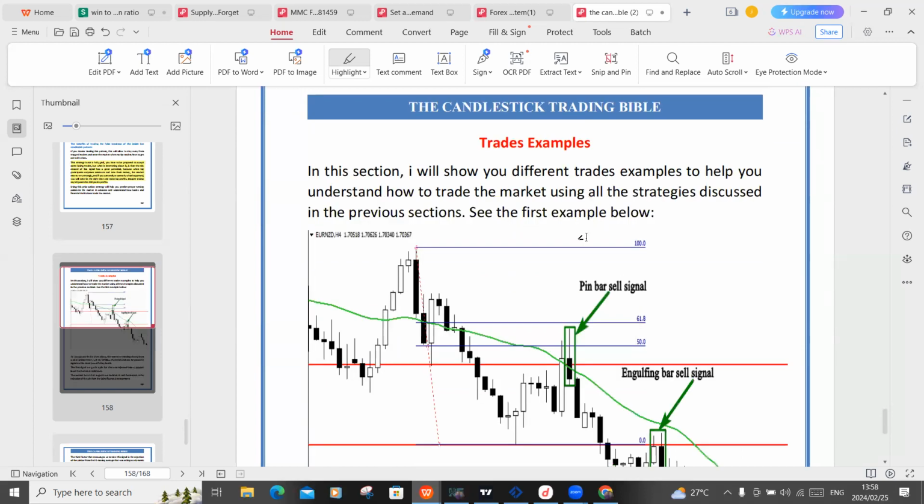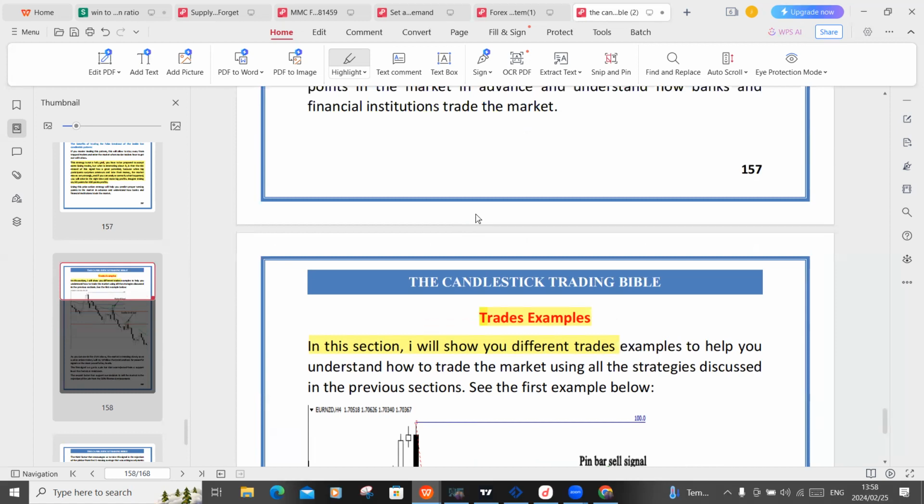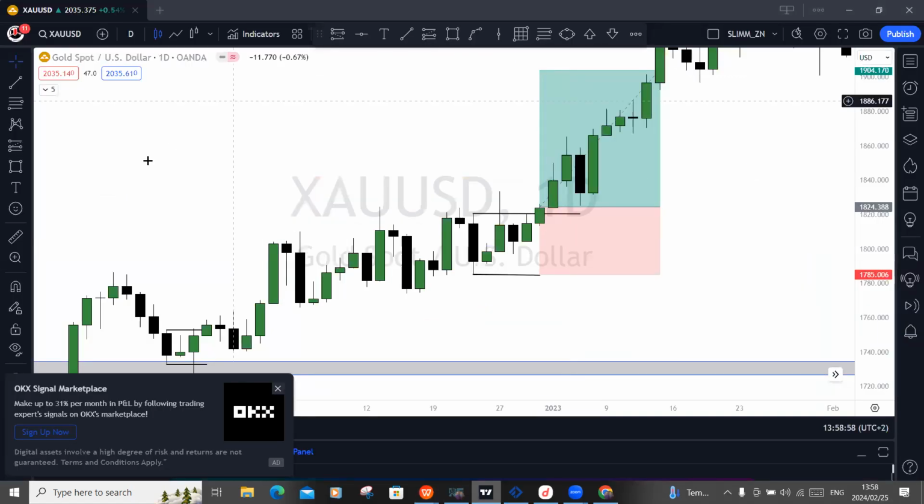Trade examples. After these examples, we're going to jump into the chart and conclude this session. In this section, we're going to show you different trade examples to help you understand how to trade the market using all the strategies discussed in the previous sections. Okay, I think here they're doing a roundup. I think probably this book is about at the end. So before we get into the trade examples, guys, I think it's okay if we quickly jump into the charts again.